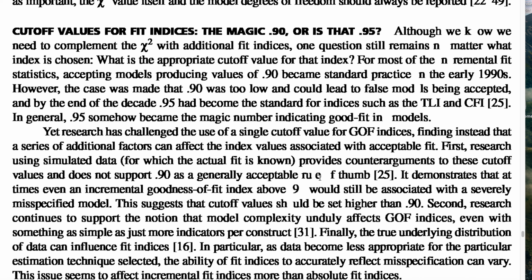In the early 1990s, however, the case was made that 0.90 was too low and could lead to false models being accepted, and by the end of the decade 0.95 had become the standard for indices such as the TLI and CFI in journals. 0.95 somehow became the magic number indicating good fit in models. Yet research has challenged the use of a single cutoff value for GOF indices, including the chi-square test, and shown that a series of additional factors can affect the index value associated with acceptable fit.